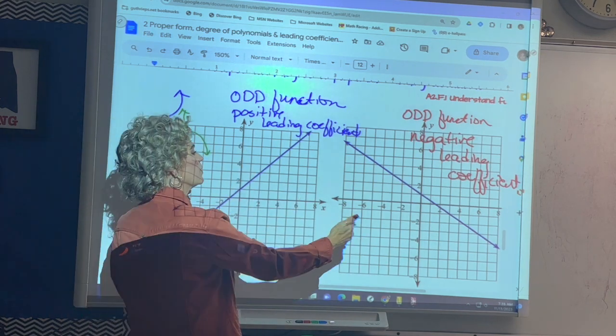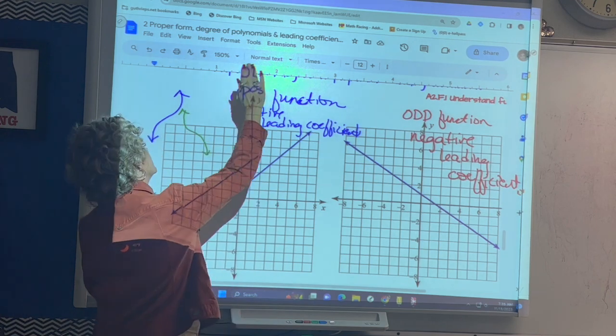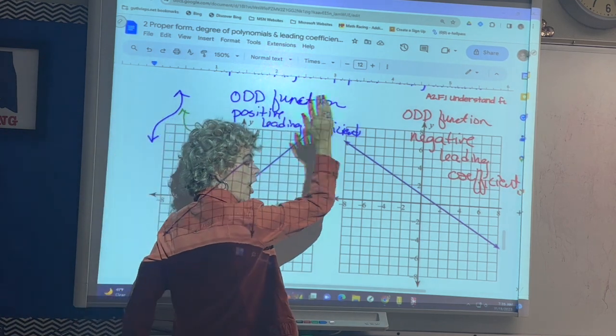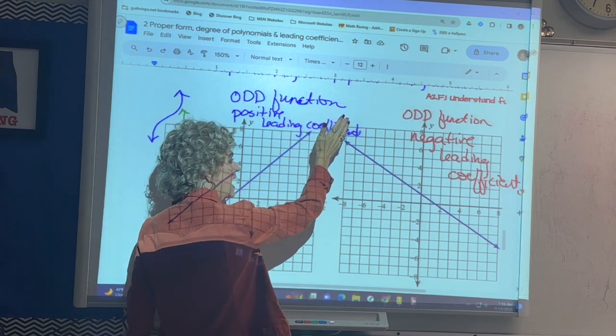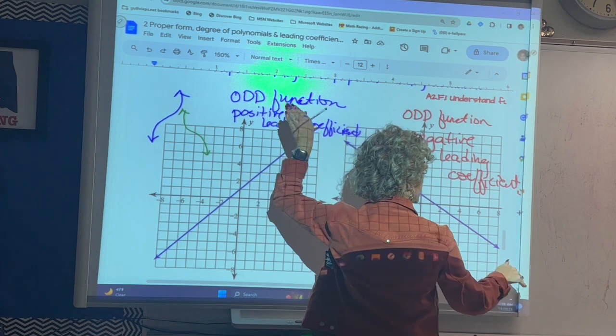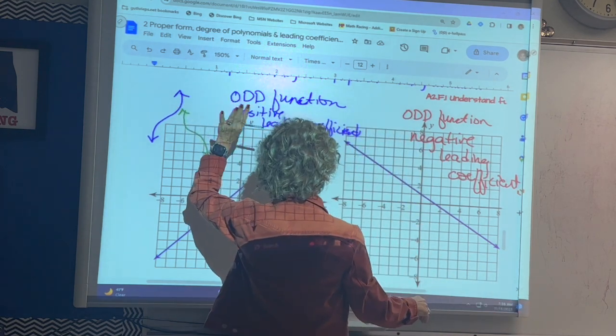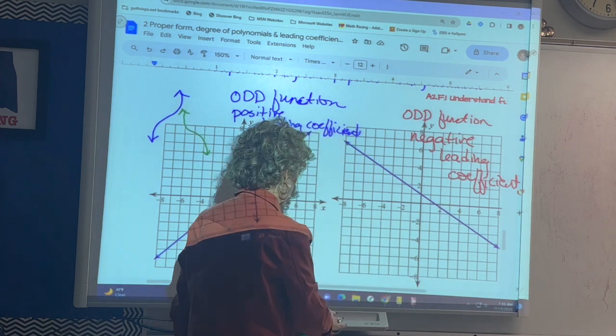And then we're back to our linear. If you don't, we should recognize it's a line. But one side's going up, one side's going down, opposite directions, odd function. The right is up, the left is down, so we have a positive leading coefficient. Ends are opposite directions here: the left is up, the right is down, so we have a negative leading coefficient.